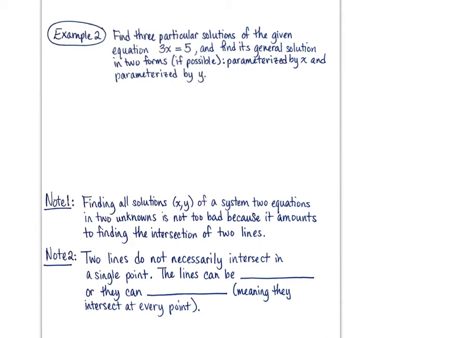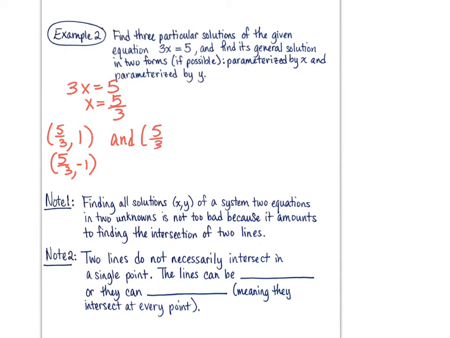So what we have here, remember you have 3x equals 5 or x is equal to 5/3, right? So 3 solutions you told me were (5/3, 1), (5/3, -1), and (5/3, 6). We only need 3, okay? So those are 3 particular solutions.